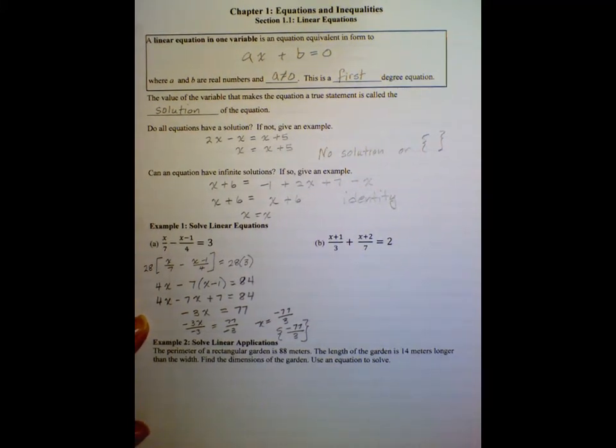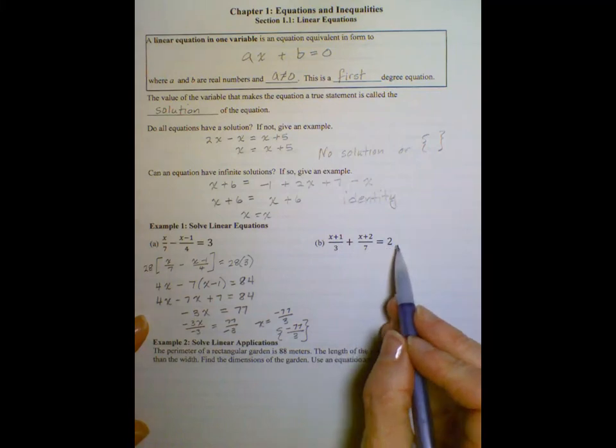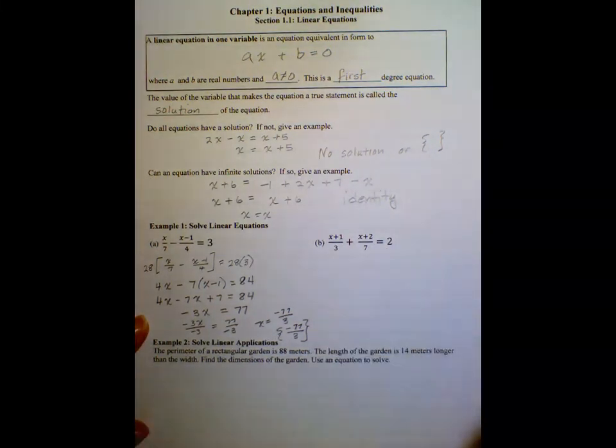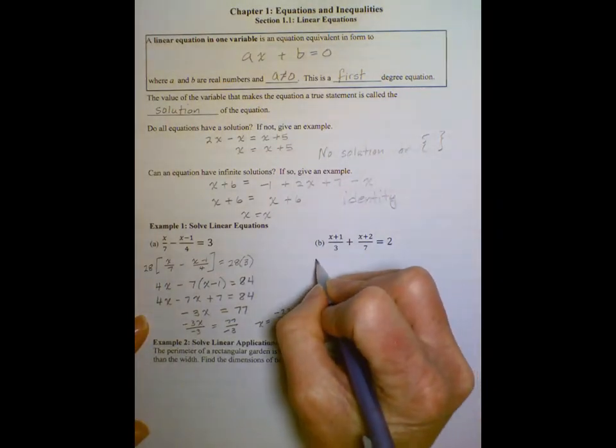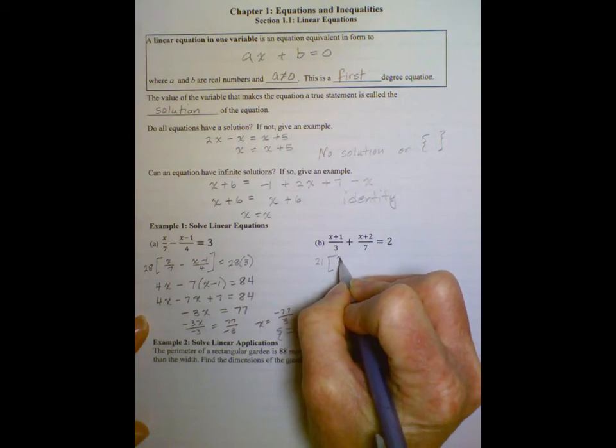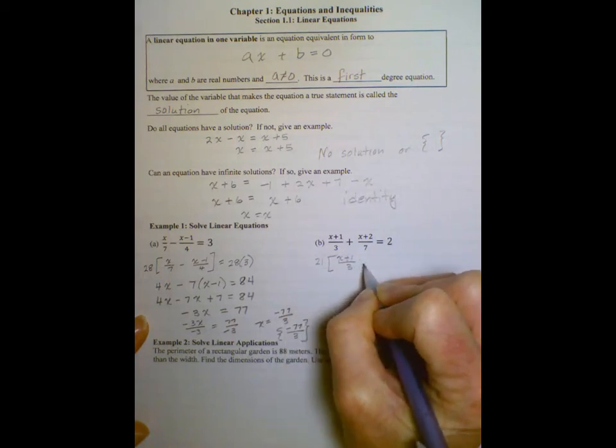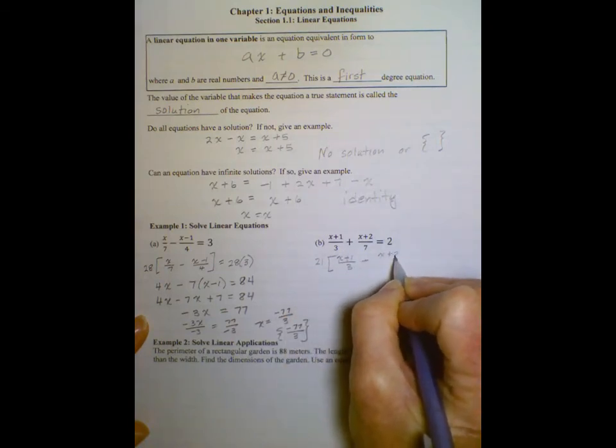Okay, part B also has fractions. Now, I'd really like to just get rid of them. One step and they're gone. Notice one step gone. I'm going to multiply by the LCD of 3 and 7. That, of course, is 21. Both sides of the equation. Don't forget, both sides.